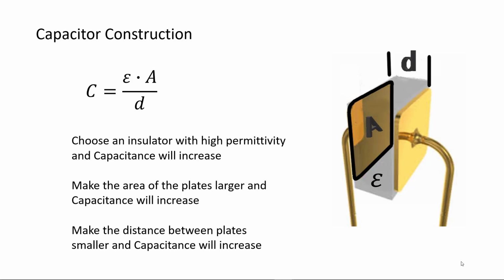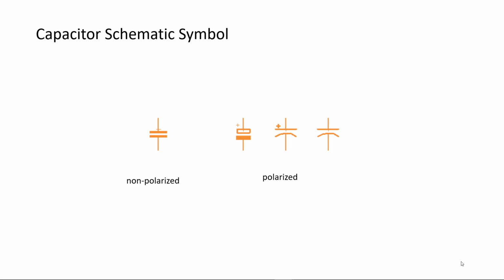Choose an insulator with high permittivity and capacitance will increase. Make the area of the plates larger and capacitance will increase. Make the distance between the plates smaller and capacitance will increase.